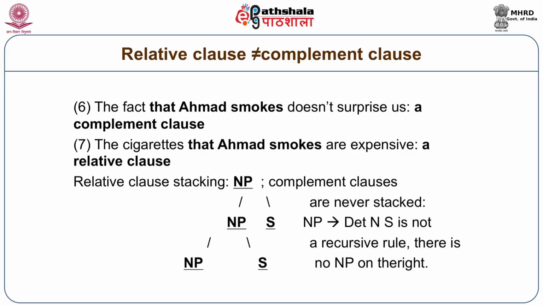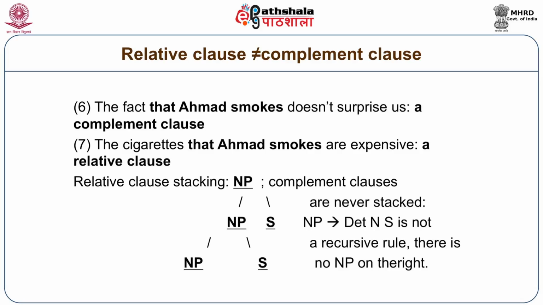In the fact that Ahmed smokes is a complement clause, and smokes is intransitive. It didn't have an object at all to start with in the deep structure, and obviously doesn't have one in the surface structure. In sentence 7, the cigarettes that Ahmed smokes are expensive. Smokes is a transitive verb. It has an object in the deep structure, a relative noun phrase that is the object, and in the surface structure the object cannot be seen for complicated reasons, including the fact that the relative NP has been deleted. We will have to get back to that deletion later, but that is the reason these two strings look identical.